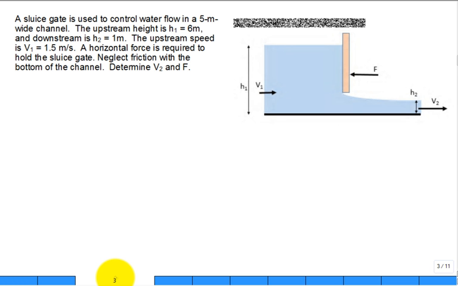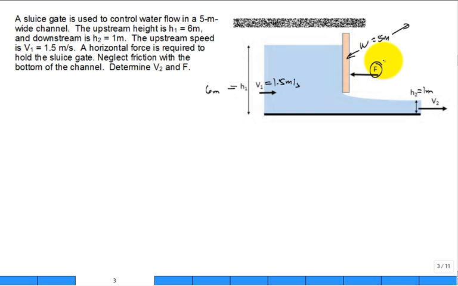Yes. So we have a sluice gate. It's used to control water flow in a 5-meter wide channel. So the depth that you don't see is 5 meters running into the page, the third dimension. The upstream height is 6 meters. The downstream is 1 meter. And the upstream speed is 1.5 meters per second. And a horizontal force is required to hold the sluice gate in position. This is the horizontal force. Neglecting friction and the bottom of the channel, determine what is V2 and what is F.